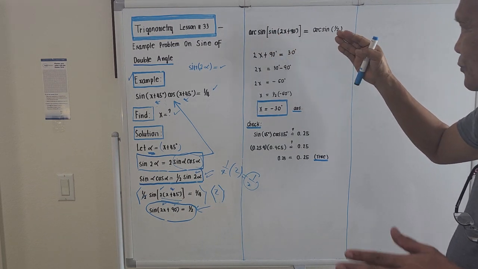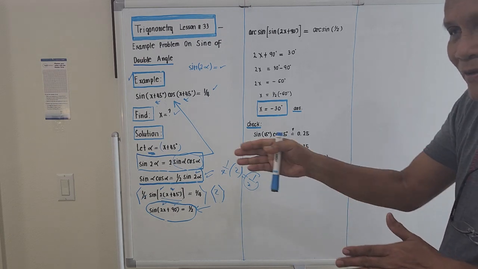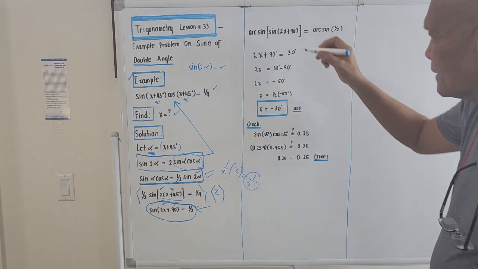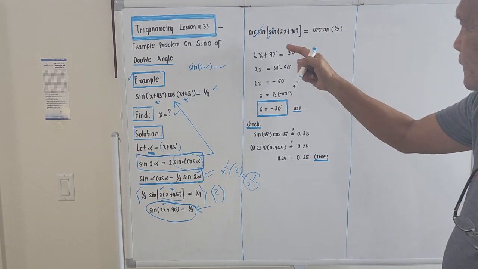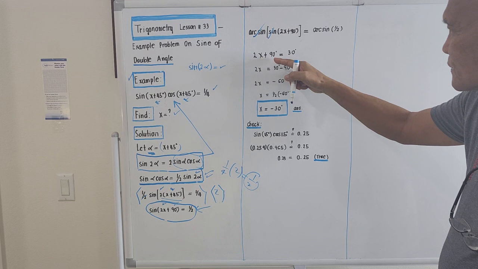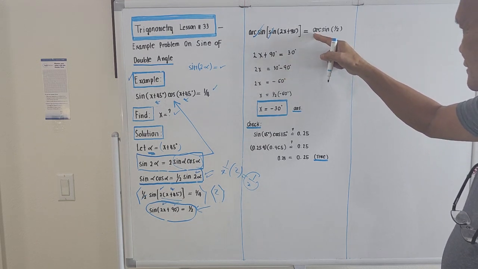For the left hand side, the arc sine of the sine of any given function is just the given function. Actually, this cancels, right? So what remains on the left will be 2x plus 90 degrees, and this should be equal to the arc sine of 1/2.